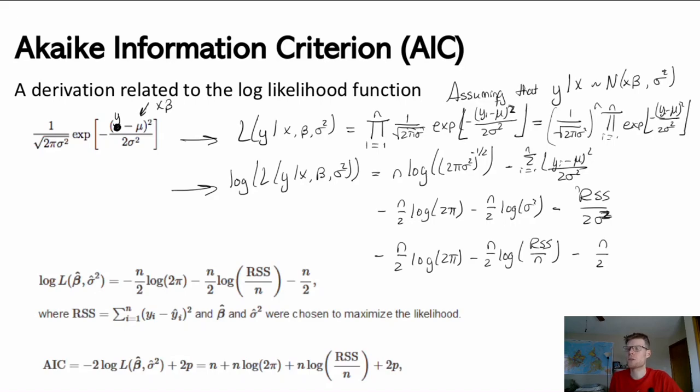But for our purposes, we're just going to be concerned with which model has the lower AIC, which in that case means that we don't really care about this value over here, these constants. We only care about this term and this term, really, for that direct comparison.